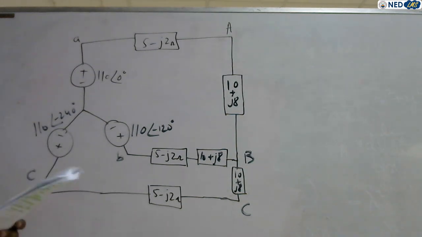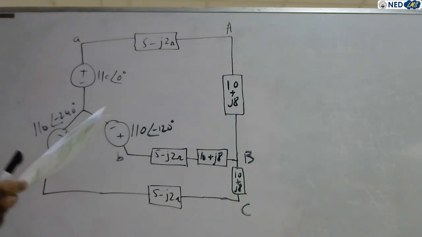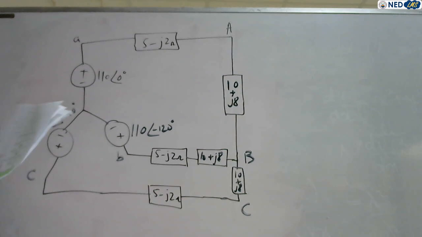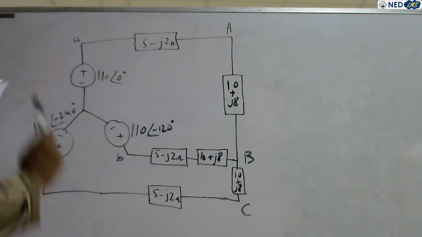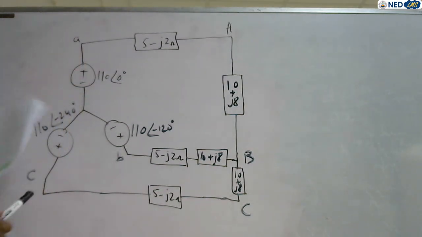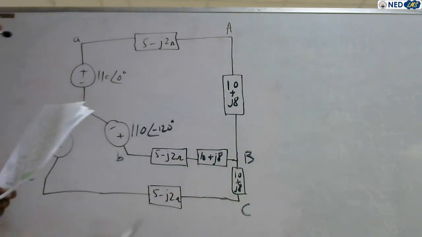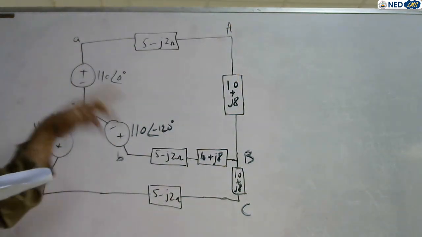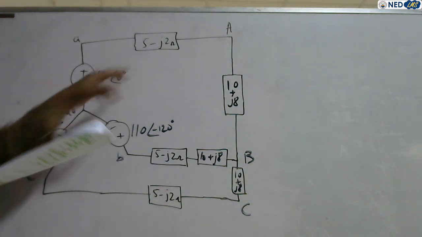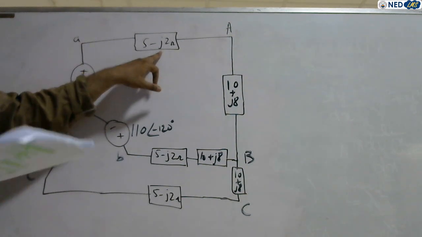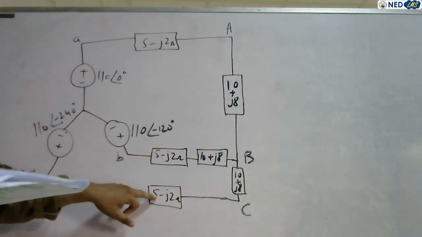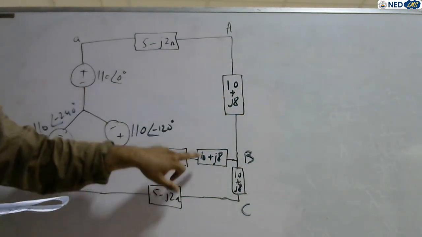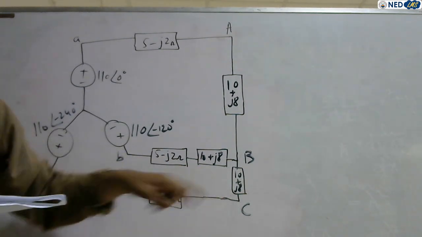As you can see, the figure is clear, and the source voltages are 110∠0 degrees, 110∠-120, and 110∠-240. The phase sequence is A, B, and C. Remember, lowercase is used for source and uppercase, that is A, B, C, is used for loads. And we have a line impedance of 5 minus j2 ohms across each line A, B, C. And we have a load impedance across each load of 10 plus j8 ohms, 10 plus j8 ohms, 10 plus j8 ohms.